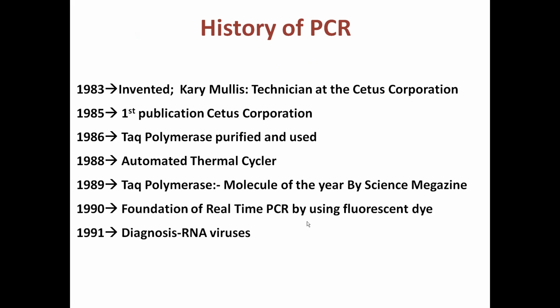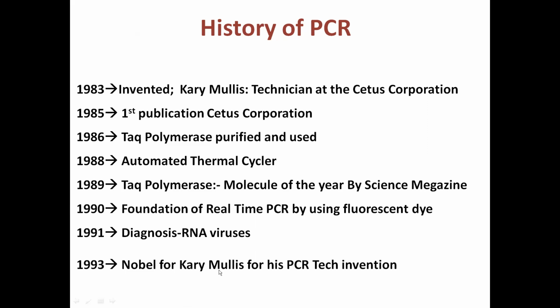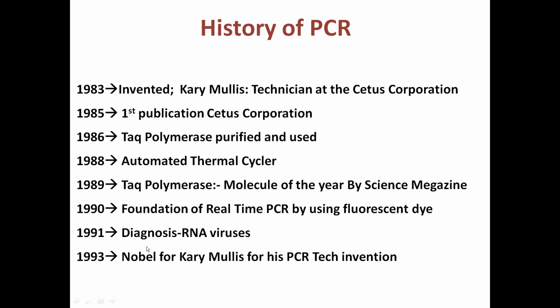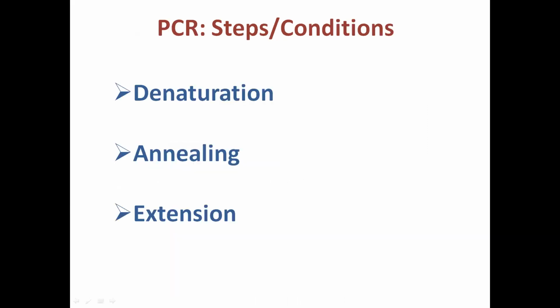In 1998, the fluorescent dye used in the PCR gave birth to the real-time PCR that is used for the testing of the corona in this year, 2020. After that, in 1991, a virus was identified and diagnosed using the PCR machine. Considering the importance of the PCR, the revolution it has done in biological research and development in health science, Kary Mullis shared the Nobel Prize in 1993.